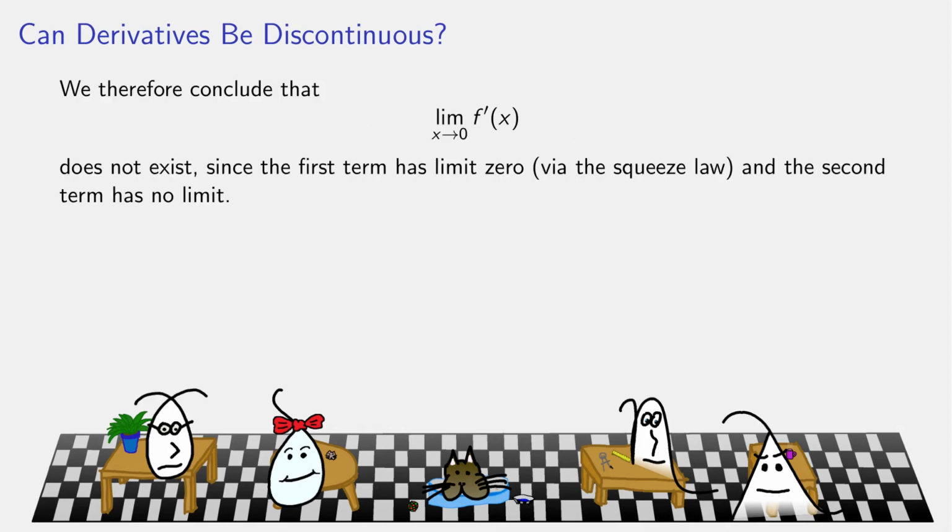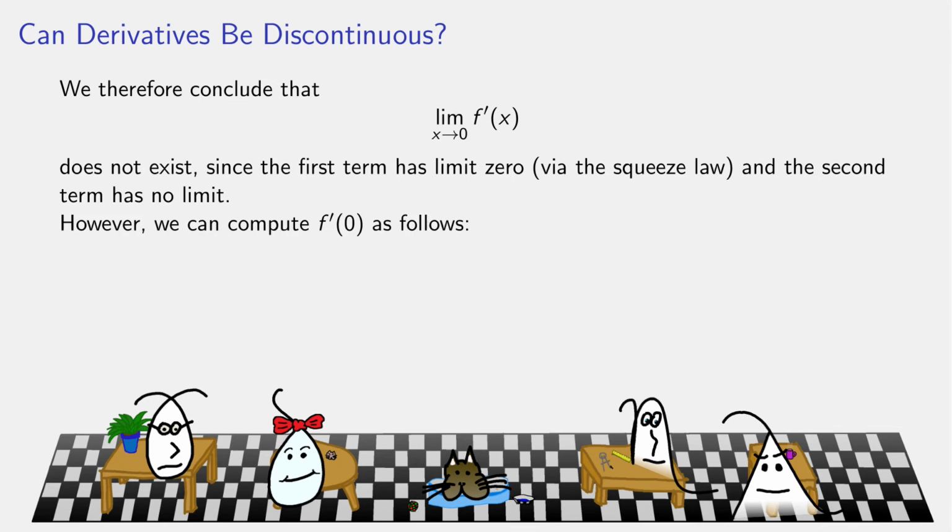Therefore, the limit as x approaches 0 of f prime doesn't exist. Remember, the derivative was essentially 2x times the sine of 1 over x, which goes to 0 by the squeeze law. But then there was this other term of just cosine of 1 over x. And as the 1 over x escapes to infinity, cosine goes up and down between plus or minus 1 infinitely many times, and therefore doesn't have a limit. It's not settling down on a value as x approaches 0. So f prime doesn't have a limit at all as x approaches 0, because from both left and right sides, it's going up and down between plus or minus 1 infinitely many times.